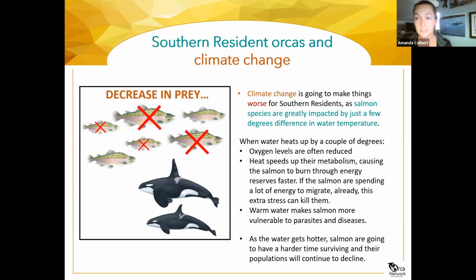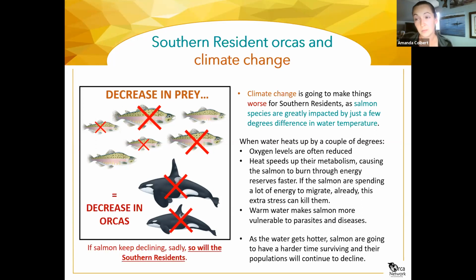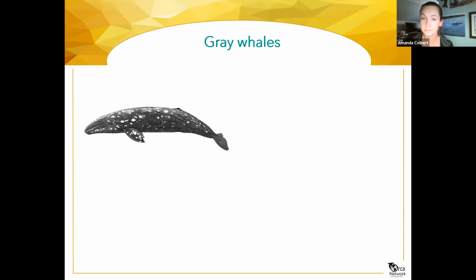So if there's a decrease in the things that southern residents eat, then there's definitely going to be a decrease in the orca population as well. Meaning if salmon keep declining, then sadly, so will our southern residents. So that's kind of the big takeaway here for climate change with the resident orcas, is it's really, really going to affect their food source.